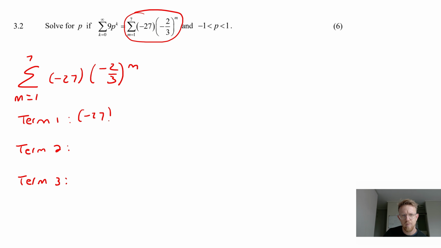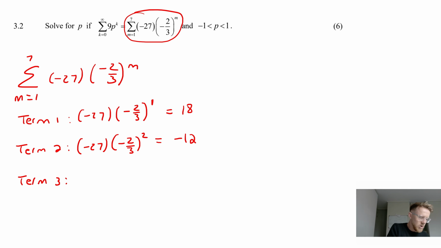So you're going to go plug that in over there. And that'll end up giving us 18. So term 1 is 18 over here. Now term 2, you're just going to increase this number by 1. So that's going to become a 2. And so that'll be minus 12. And then lastly, term 3. So you're just going to go plug in a 3 now.